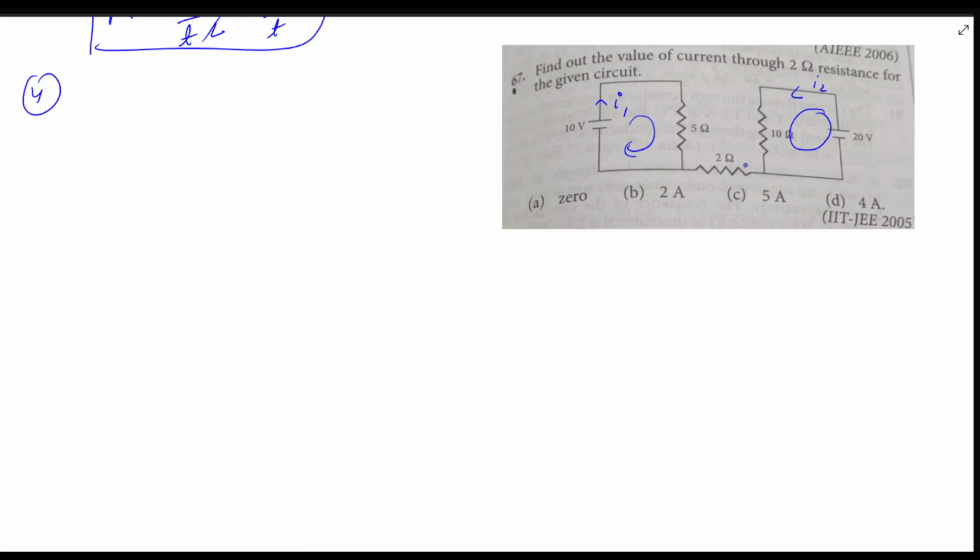So in this part of the circuit, there will be no current, right? Because the 10 volt will drop here if you try to find I1, and for I2, the 20 volt will drop here. So there is no voltage drop, meaning this point and this point are at the same potential, and the current will be zero. It's very easy, nothing we have to do here. Let's move on to the next question.